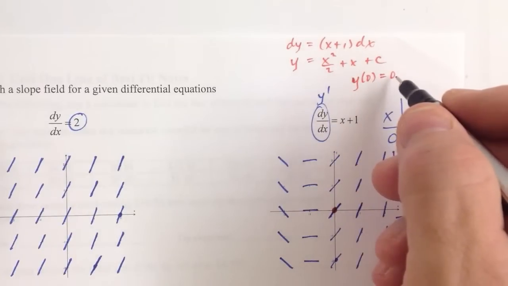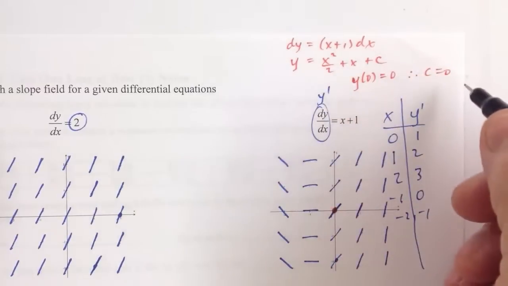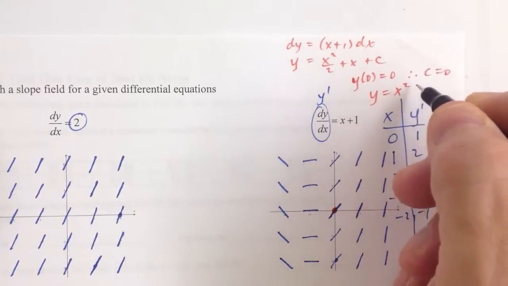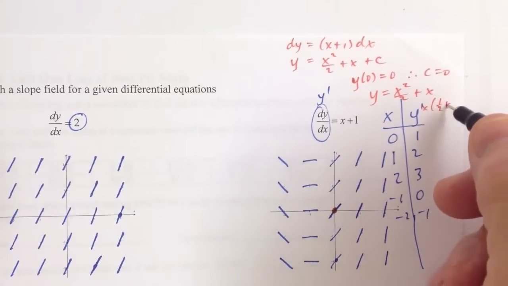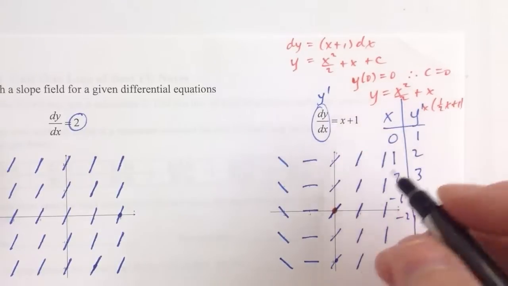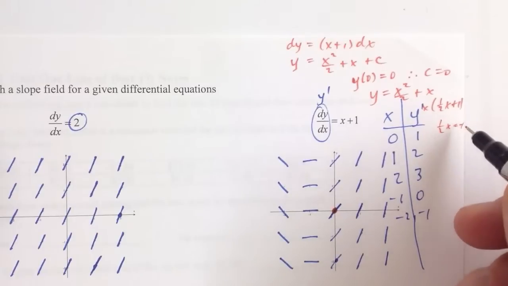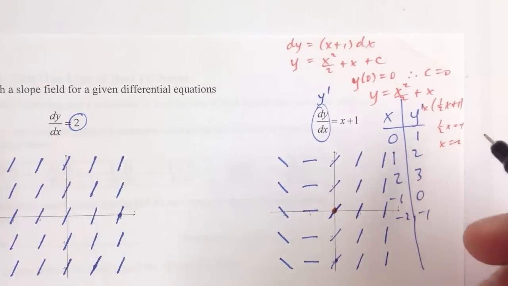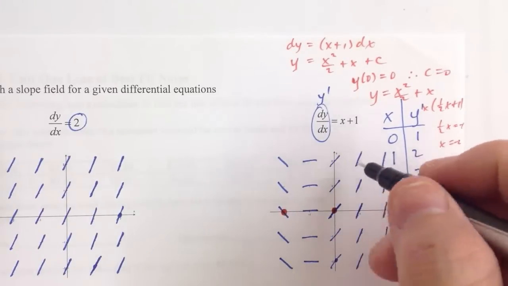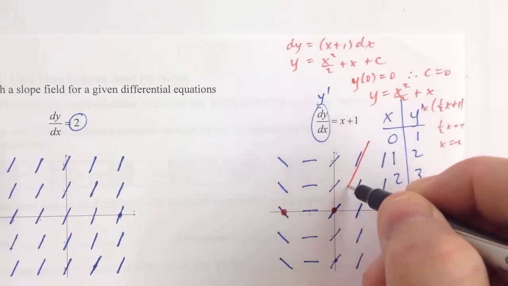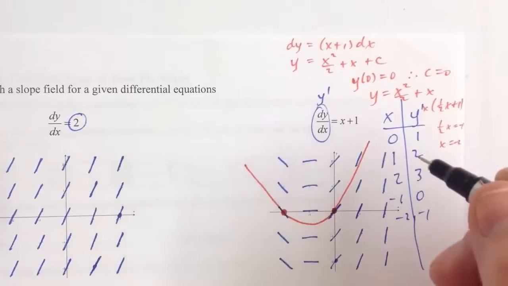So that would be an initial value problem. If y of 0 is 0, it means that c equals 0, because you let x equal 0 here, and we just get y equals x squared over 2 plus x. If you factor out an x, you get x times (1/2 x plus 1). So we get an x-intercept of 0, and from 1/2 x plus 1 equals 0, x equals -2. So we get x-intercepts of -2 and 0. And if we draw the solution curve through there, the solution curve looks like that.